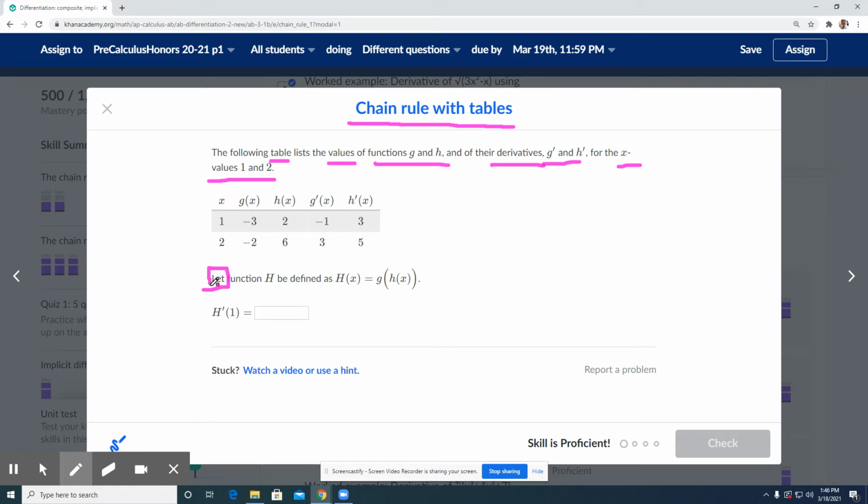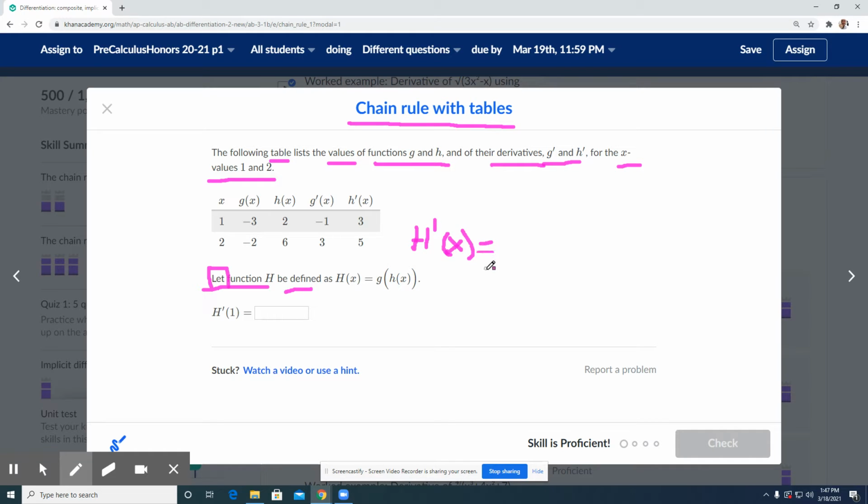We're asked to let the function h be defined as h of x is equal to g composed of h, where h is the innermost function and g is the outer function. Okay, so they want h prime of 1. So the first thing we need to do is, in general, find h prime of x.